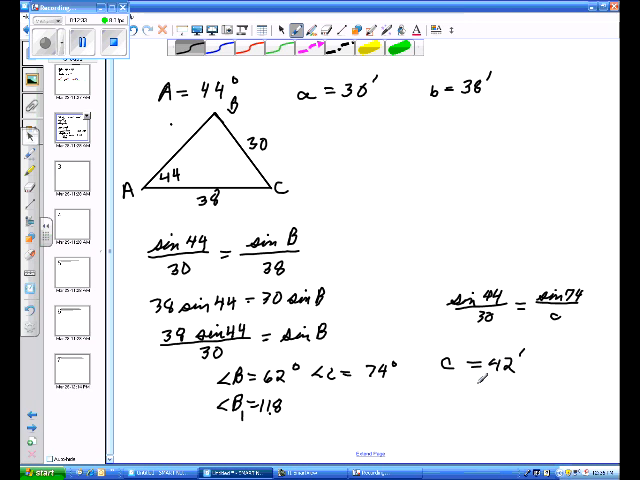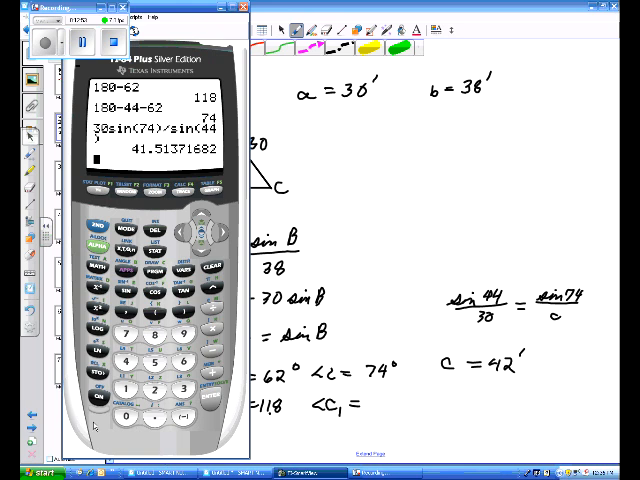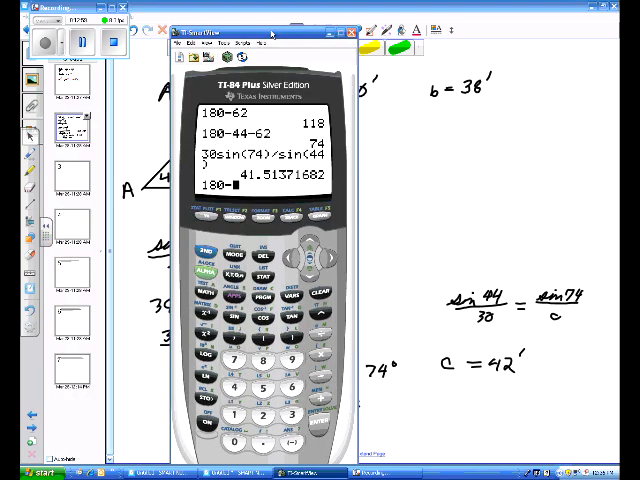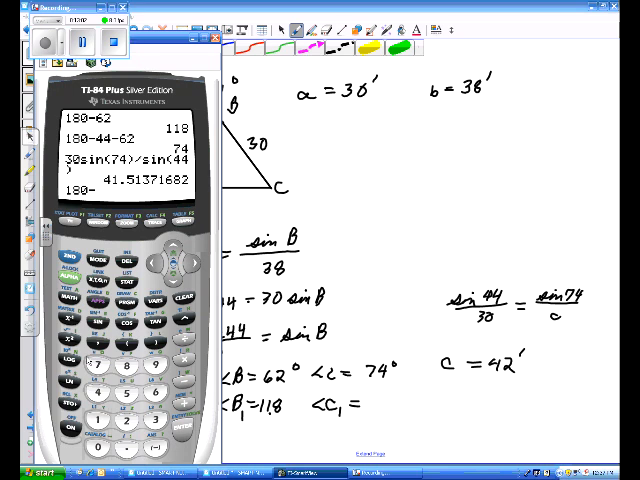And that would be 42 feet. Now I have to go back though and say, but angle B could have been 118 degrees. If angle B was 118 degrees, then angle C, and notice I'm putting subscripts because this is a whole different triangle, then angle C would be 180 minus, I believe it was 44 degrees, was angle A. That didn't change. But now angle B is 118 degrees. And so in that case, angle C would be 18 degrees.